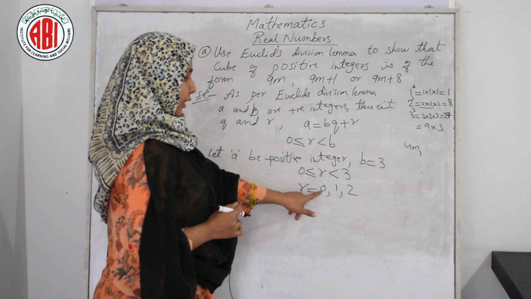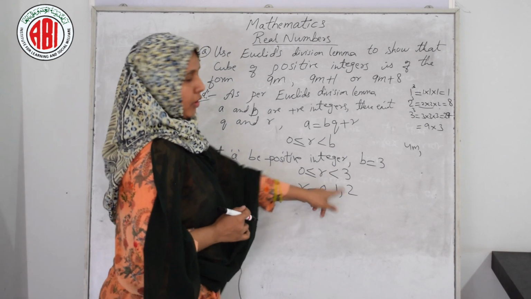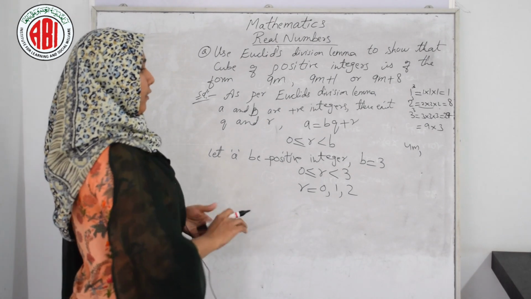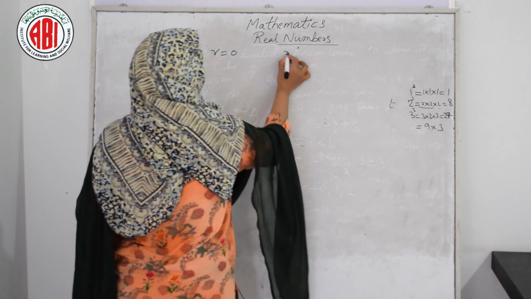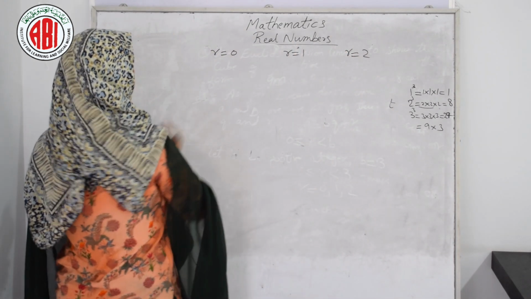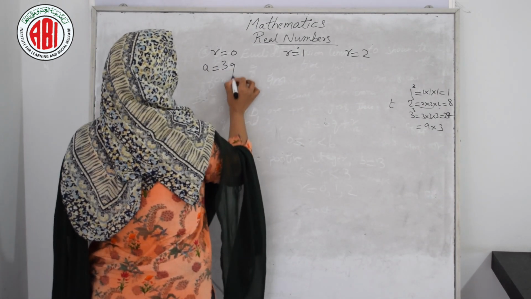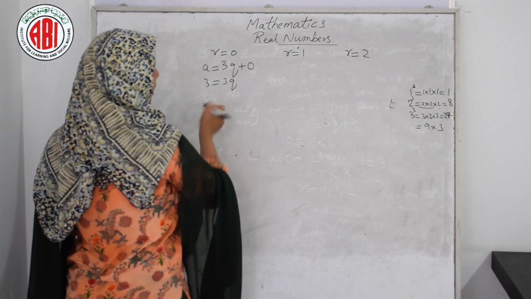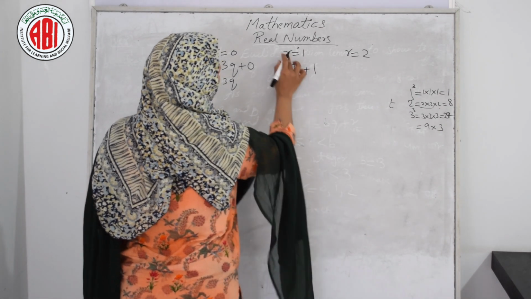Because remainder is greater than or equal to 0, we are taking 0. Greater than 0 means 1. Less than 3 means 2. So these are the 3 remainders. Now we are having 3 cases to prove. First one, take remainder 0, then remainder 1 and then remainder 2. Now in the first case we have a is equal to 3q plus remainder 0, so it is nothing but 3q. In the second case, a is equal to 3q plus 1 because remainder is 1.